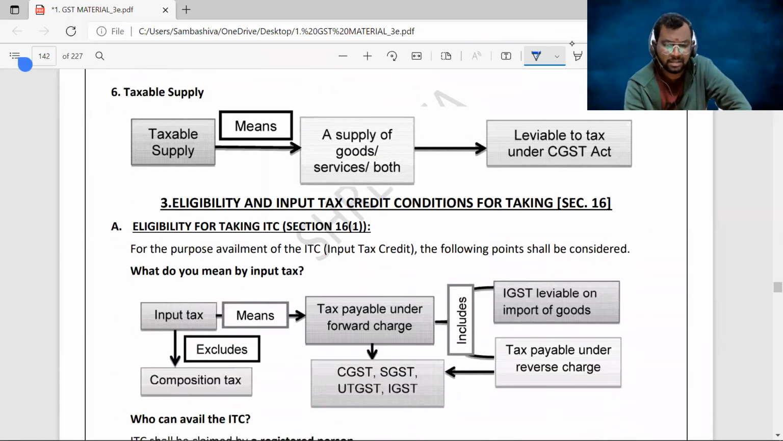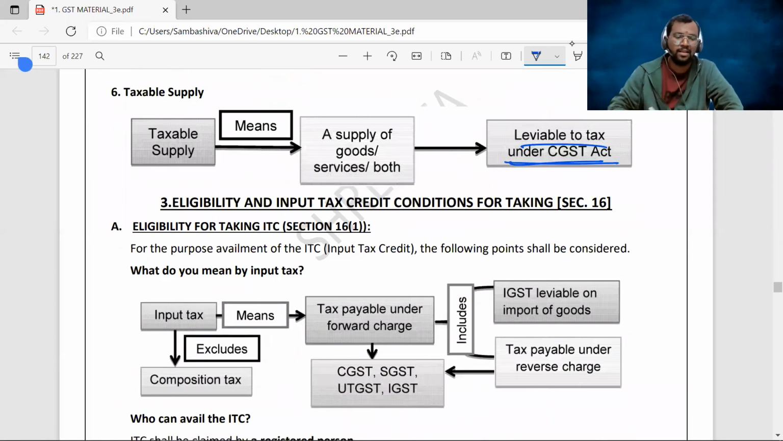Taxable supply means which is leviable to tax. A supply of the goods or services or both, which are leviable to tax, are called taxable supplies.